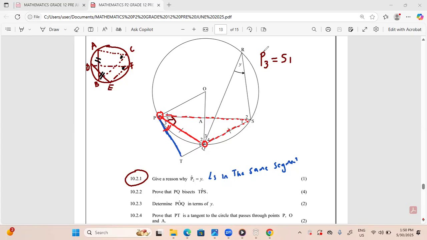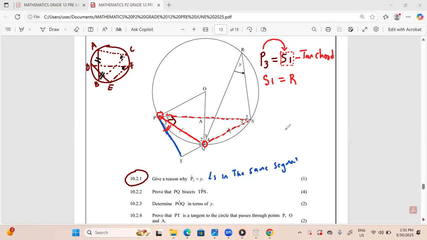Now I've gathered information about P3. I know that P3 is S1. Now I have to start gathering information about S1. We know that P3 equals S1, so any other angle which is equivalent to S1 will also be equivalent to P3. If for example we find that S1 is equal to angle R, we'll say that P3 also is equal to R. So let us get information about S1. Now S1, we notice that it equals angle R. It's important to give a reason. Here it is the same chord.